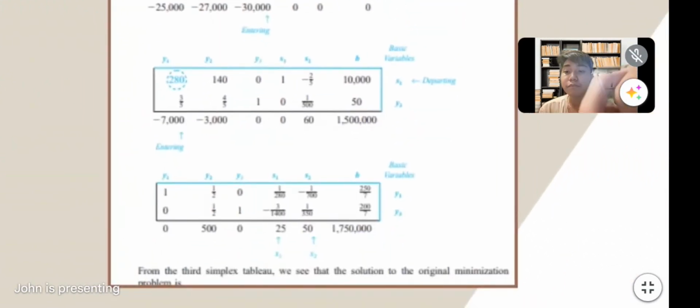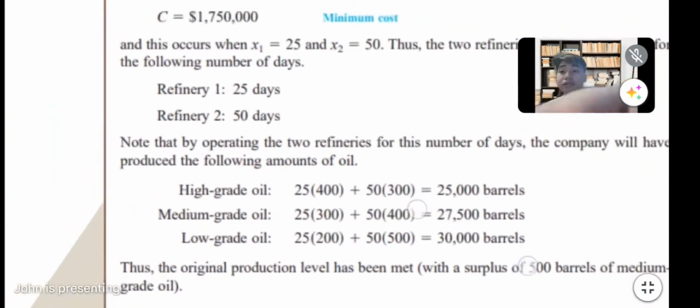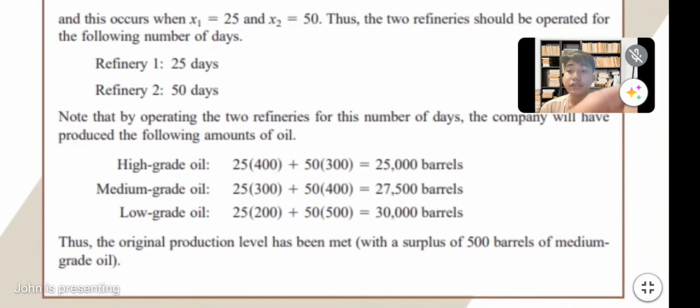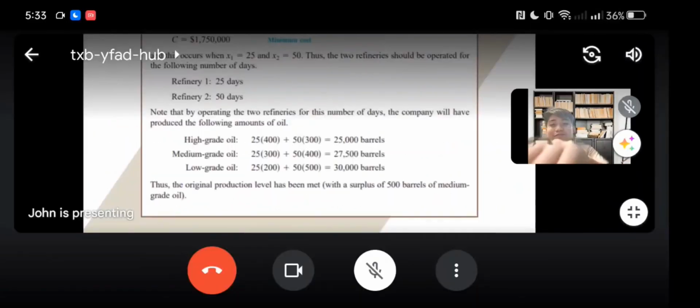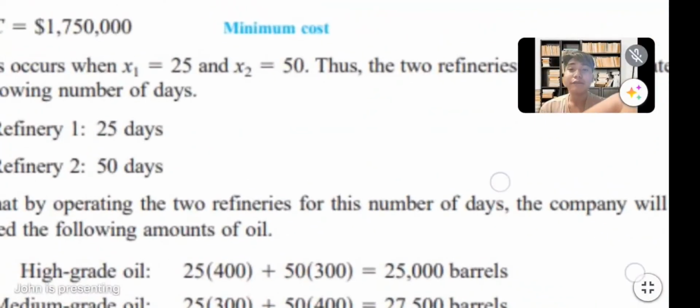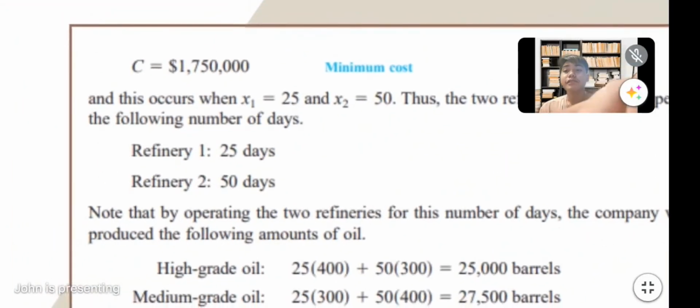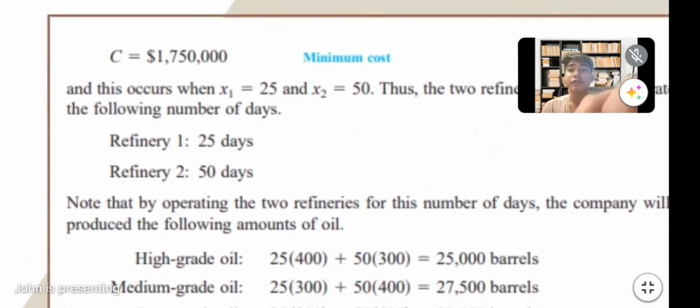Then from the third simplex tableau, we see that the solution to the original minimization problem is this one: C equals $1,750,000, and this occurs when x sub 1 equals 25, and so on. So this is the solution. So that's how you solve three minimization problems using the simplex method and linear programming.